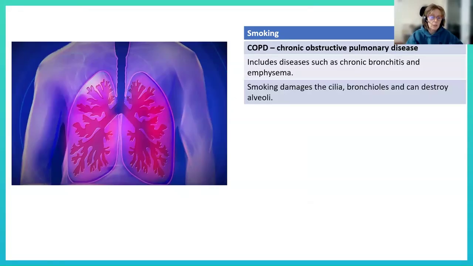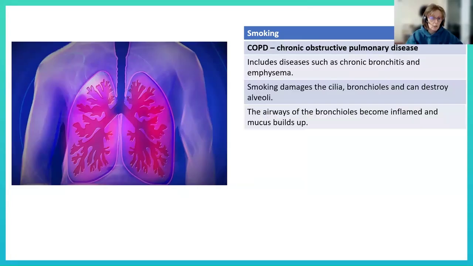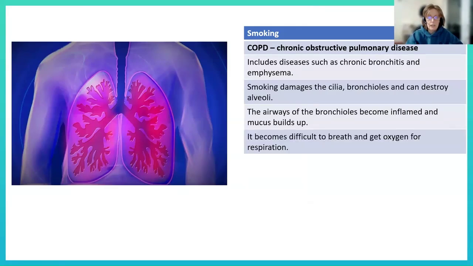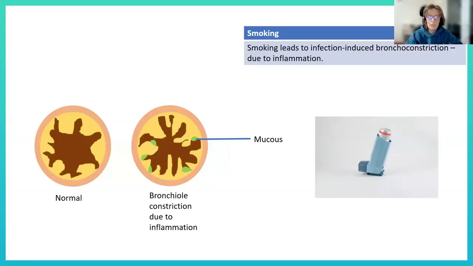And we know from when we were looking at the respiratory system, it damages the cilia, the bronchioles, and can destroy the alveoli. The airways become inflamed, mucus builds up, infection becomes more common. As a result of this mucus buildup, it's difficult to get oxygen in for respiration. Damage is permanent, and the disease often can't be cured depending on which type of disease you have. There's also the infection itself can cause asthma because it will block the lumen, the hole in the tube. You can see the mucus building up in this tube, blocking it.